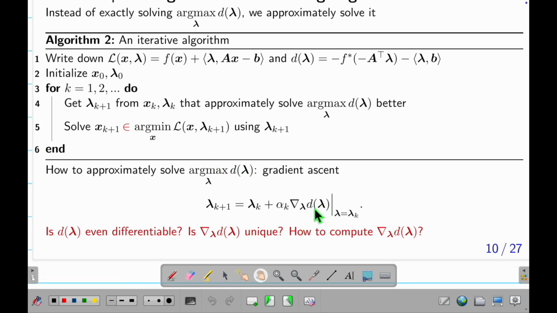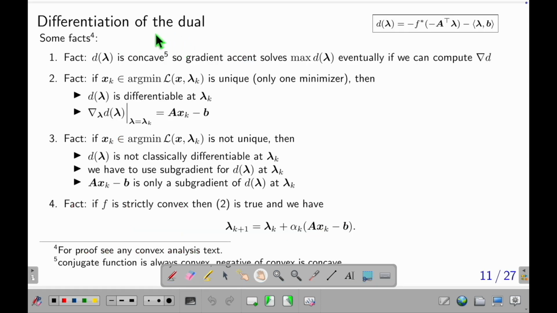Suppose I can differentiate on lambda. Then the question is, is this doable? Maybe it's not, because I said F is non-differentiable. Then maybe this is also non-differentiable. Who knows? And also, how do I get this? This is exactly the issue. We need to focus. So this is now differentiation of the dual.